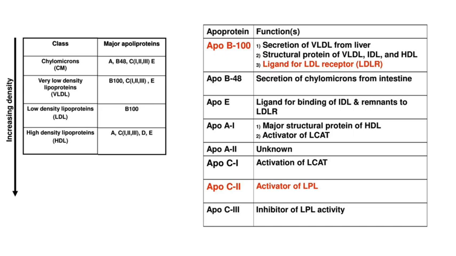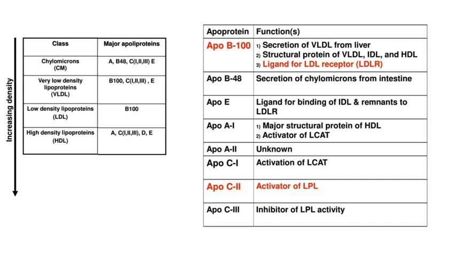Now, looking at the different classes of lipoproteins, the major apolipoproteins in chylomicrons are apolipoprotein A, B48, C, and E. Now, apoprotein B100 functions mainly for secretion of VLDL from the liver, and it is also a structural protein of VLDL, IDL, and LDL, and it is a ligand for the LDL receptor.